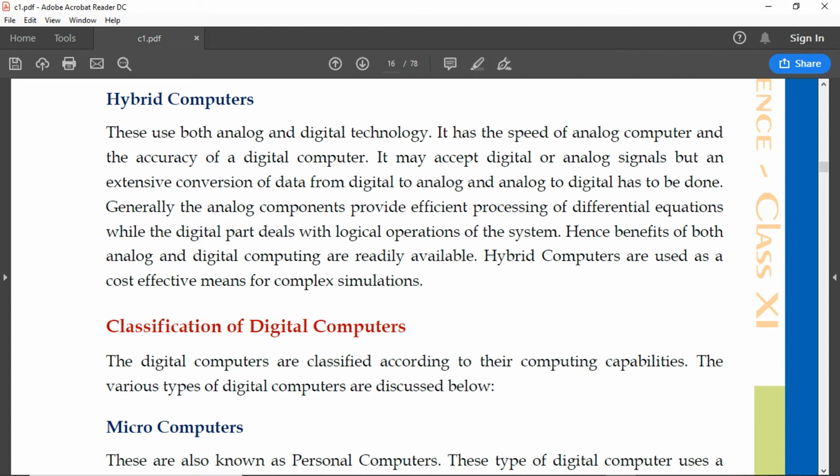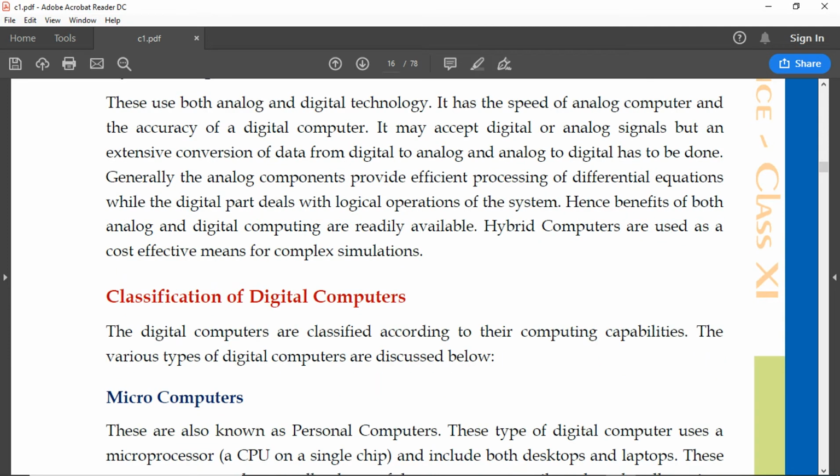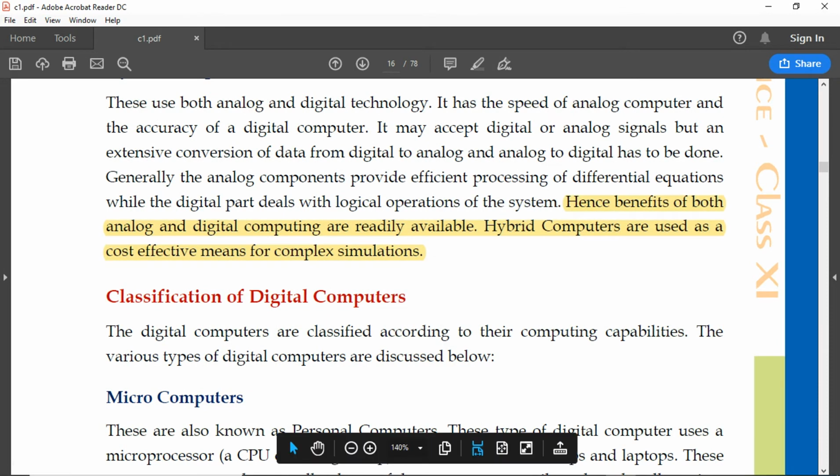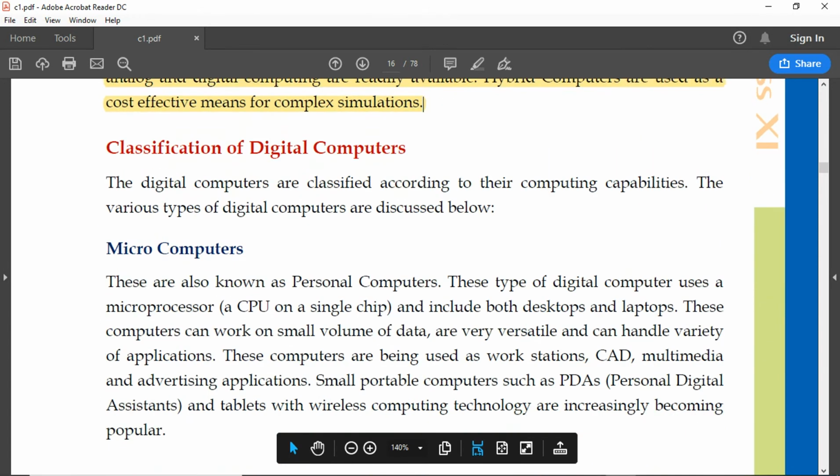Generally, the analog components provide efficient processing of differential equations, while the digital part deals with logical operations of the system. Hence, benefits of both analog and digital computing are readily available. Hybrid computers are used as a cost-effective means for complex simulations.